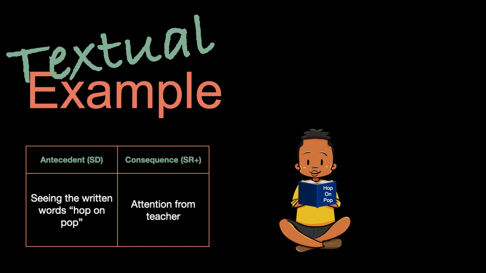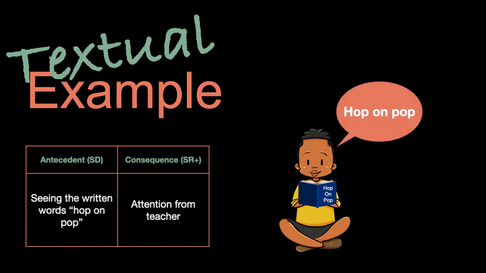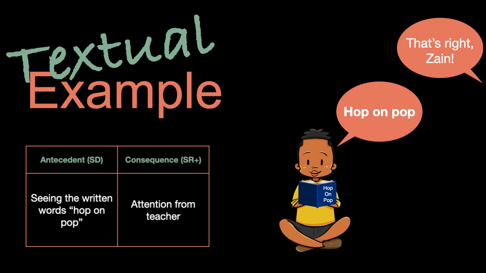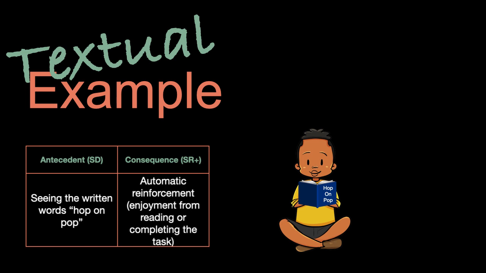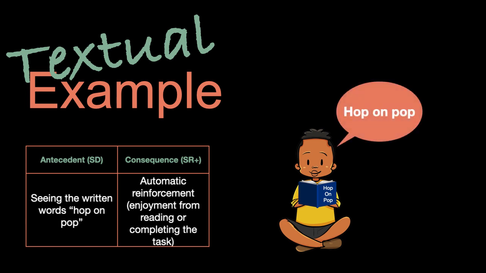Here's an example. Zane is sitting in his classroom with a book, Hop on Pop. Zane says, "Hop on Pop." His teacher says from the front of the room, "That's right, Zane." The learner can act as his own listener if there is not another person around. Textual behavior does not necessarily require another person be present. The learner can read for his own enjoyment or as part of an assignment without someone else being with him.